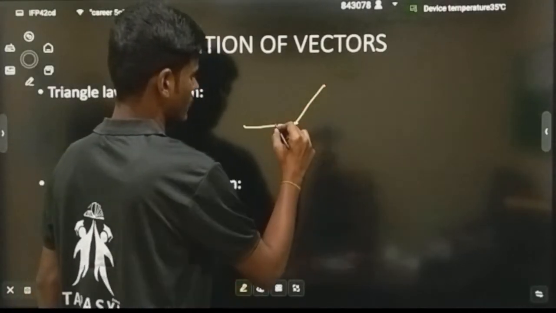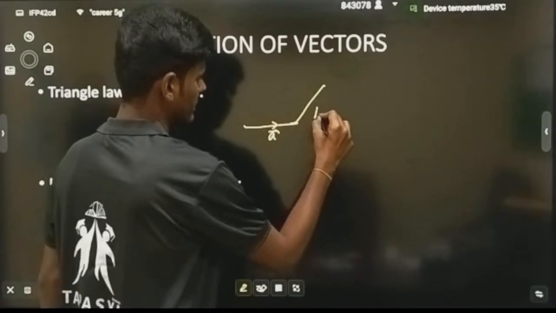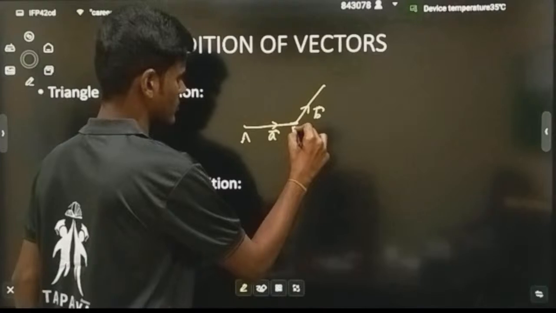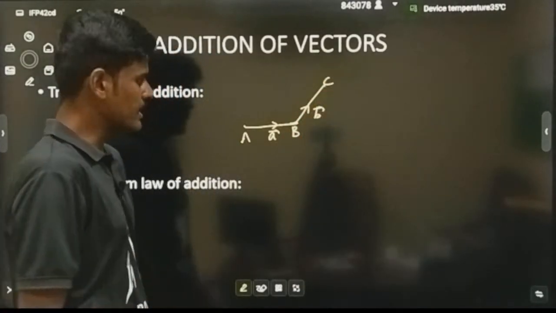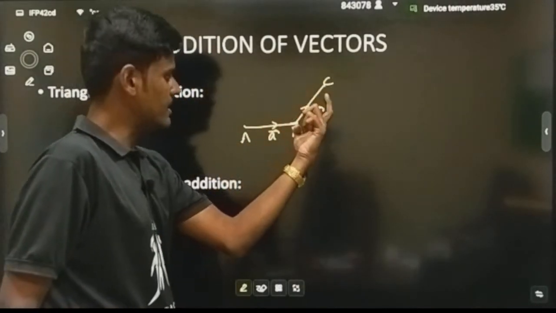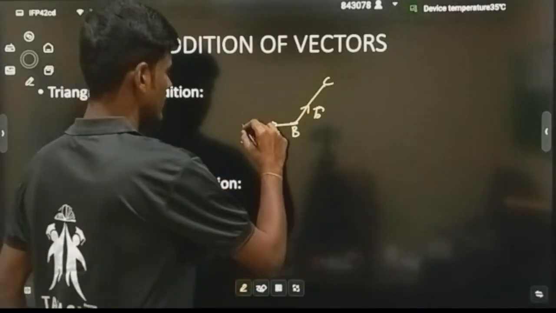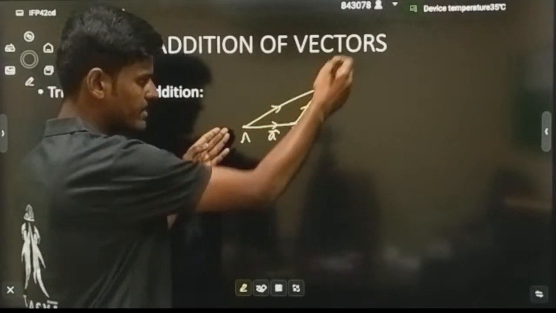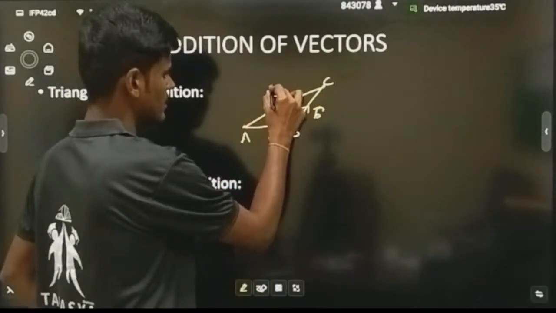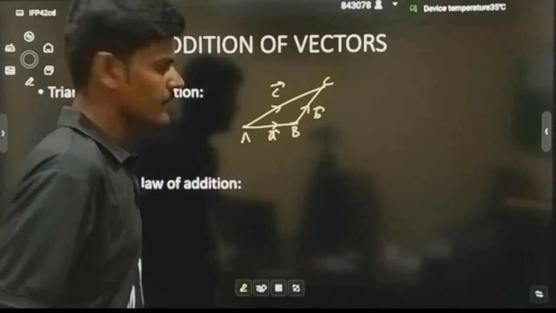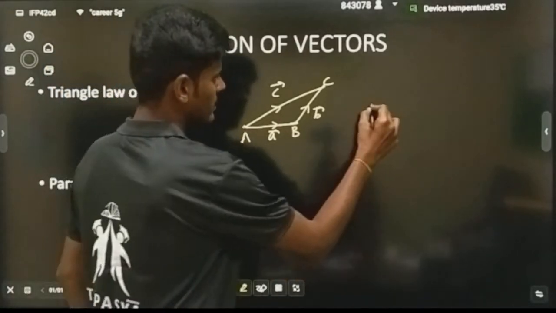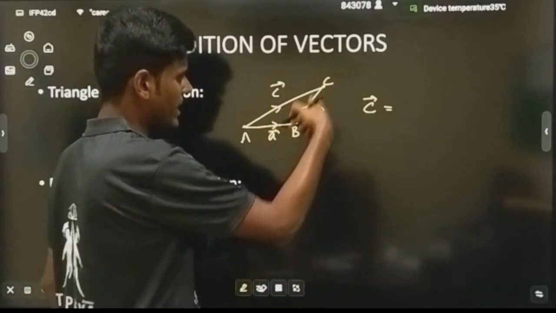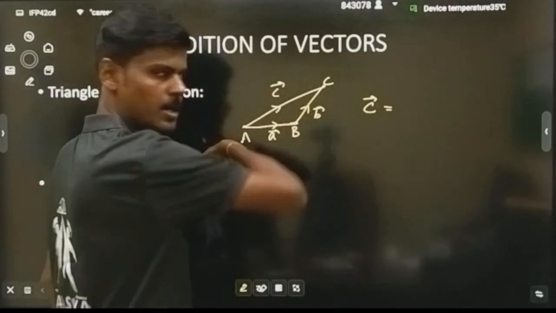Let's take two vectors, A vector and B vector, in this direction. Say from point A to B and then from B to C. AB vector is A vector and BC vector is B vector. Then the resultant vector is given by AC vector, which we take as C vector. Now by triangle law of addition, this resultant vector C vector is nothing but the closure of AB as well as BC vector, but in opposite direction.